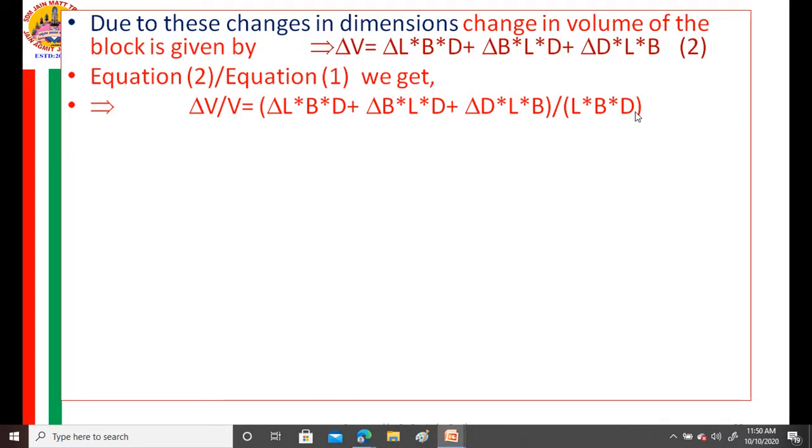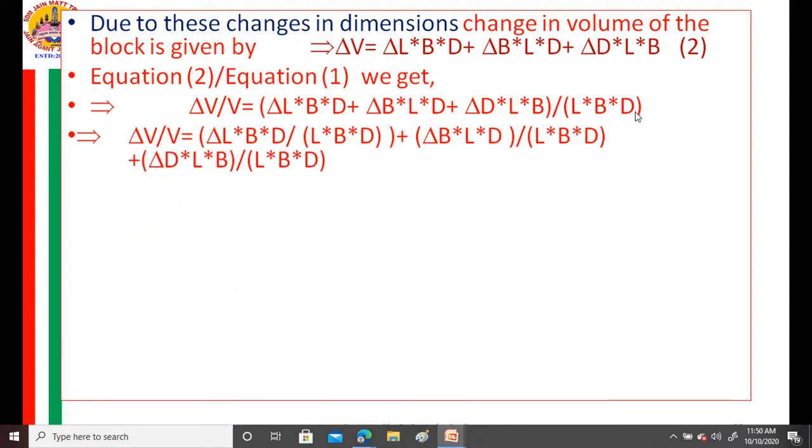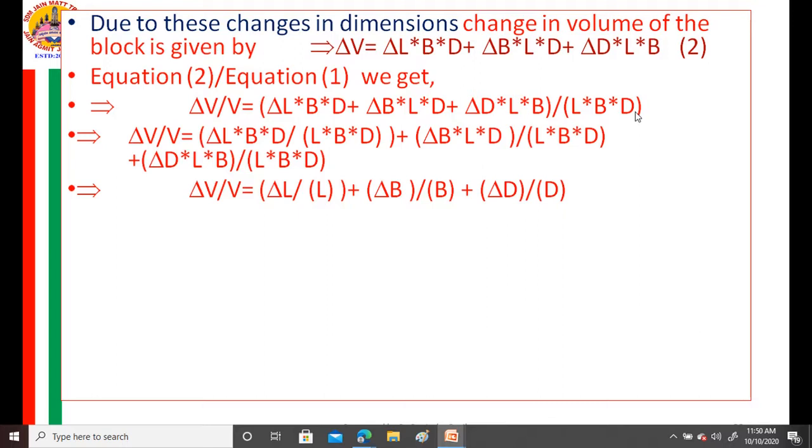Like that, go for the next term. Del B LD divided by LBD: L and D will cancel, leaving del B divided by B. Del D LB divided by LBD: LB will cancel out, leaving del D divided by D. On this side, del V by V. Therefore, finally I am going to get del V by V is equal to del L by L plus del B by B plus del D by D. Now what is del V by V? Change in volume divided by original volume.